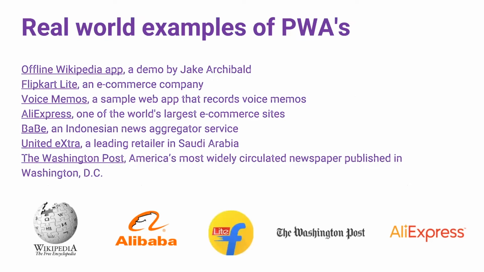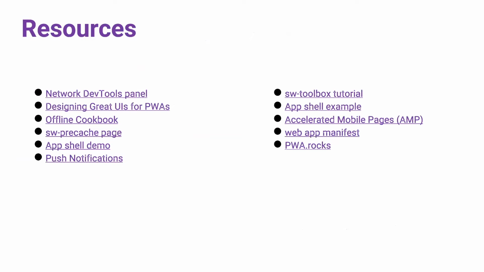We have here real world examples of PWAs. You can check them out and experience them. Basically, you can check the offline Wikipedia app, Flipkart Lite, Voice Memo, AliExpress, Babe, United Extra, the Washington Post. If you want to learn more, we have here some resources about PWA. You can check them out.